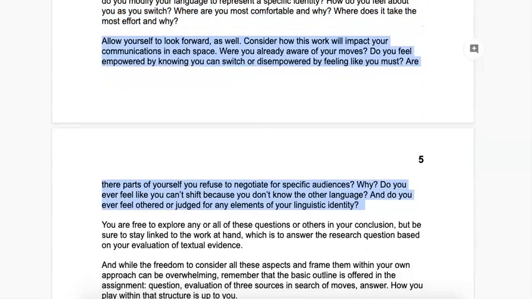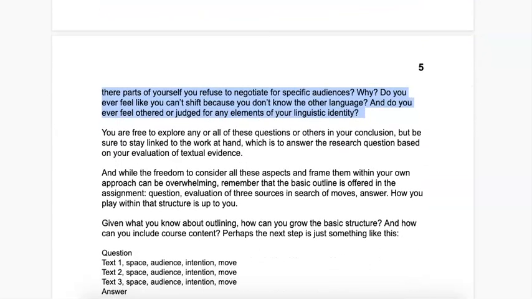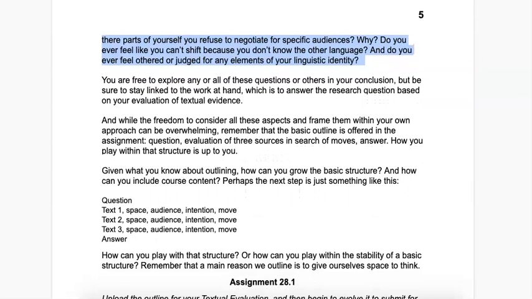Allow yourself to look forward as well. Consider how this work will impact your communications in each space. Were you already aware of your moves? Do you feel empowered by knowing you can switch, or disempowered by feeling like you must? Are there parts of yourself you refuse to negotiate for specific audiences? Why? Do you ever feel like you can't shift because you don't know the other language? And do you ever feel othered or judged for any elements of your linguistic identity?